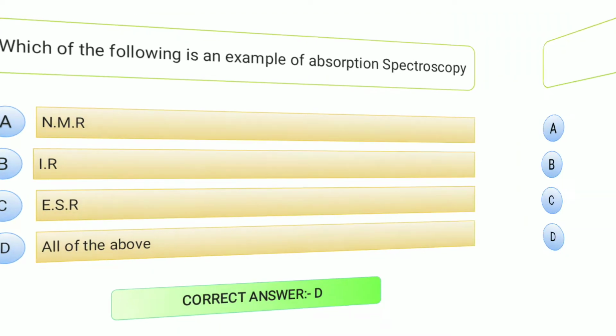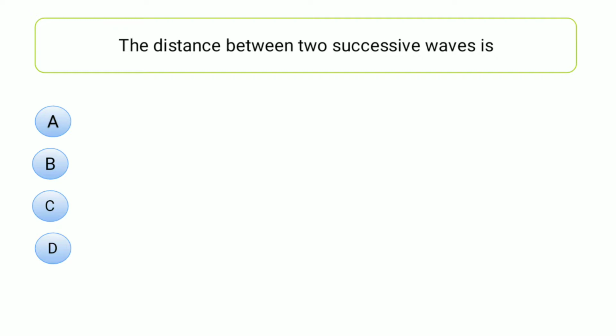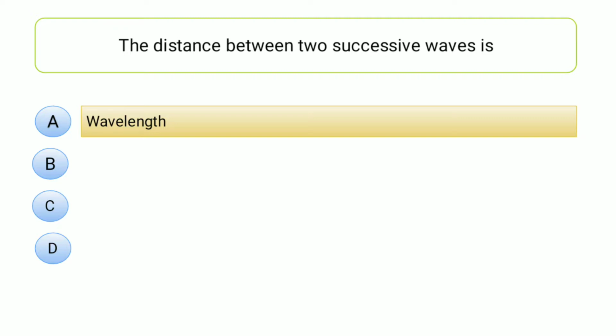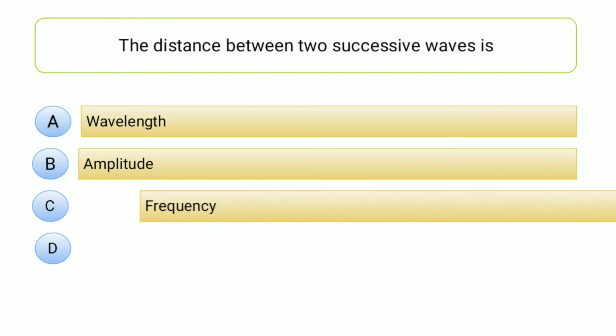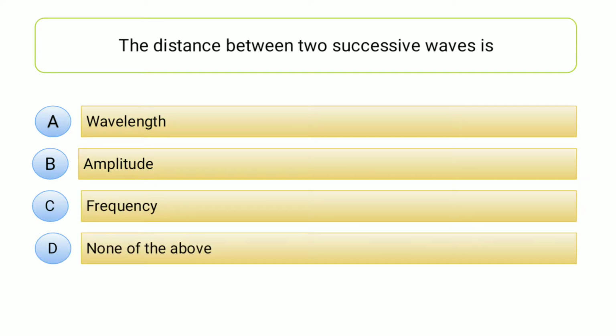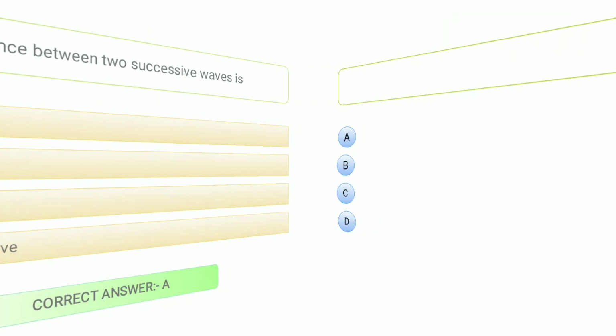Moving to the next one. Our next question is, the distance between two successive waves is, and the options for this question are A. wavelength, B. amplitude, option number C. frequency and option number D. none of the above. So yes students, the correct answer for this question is option number A, that is wavelength. Moving to the next question.